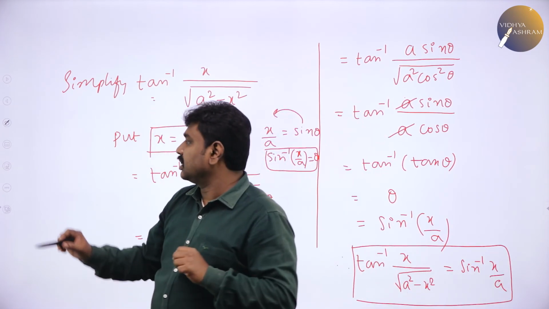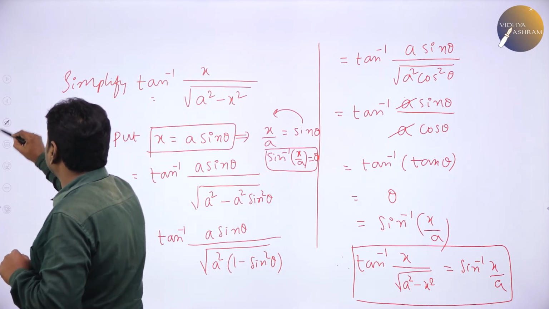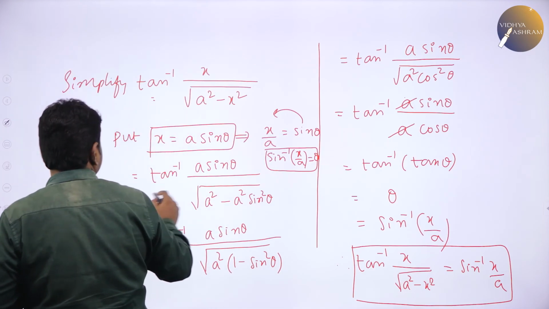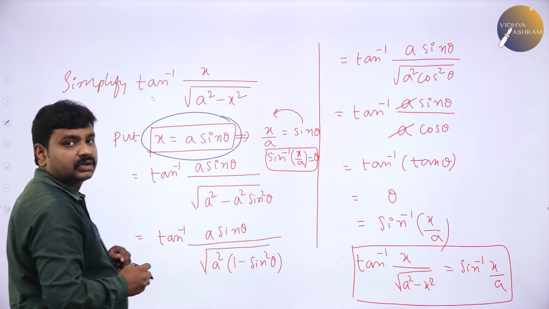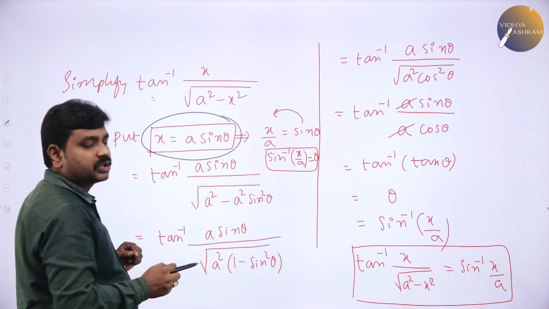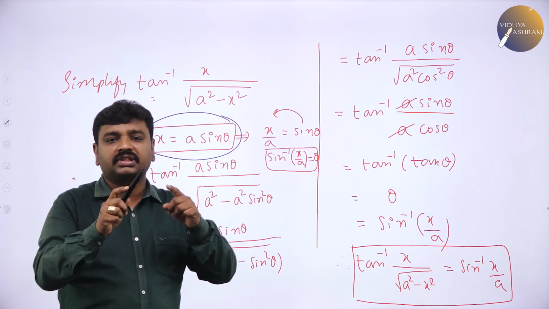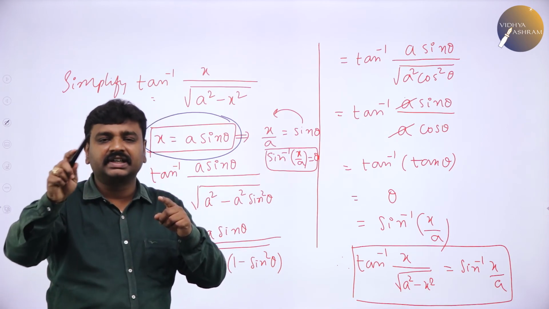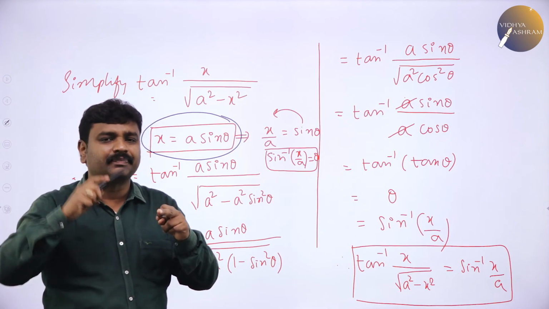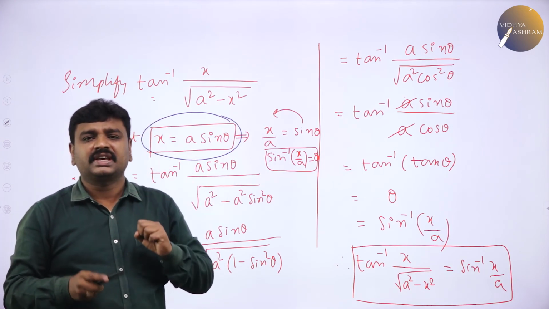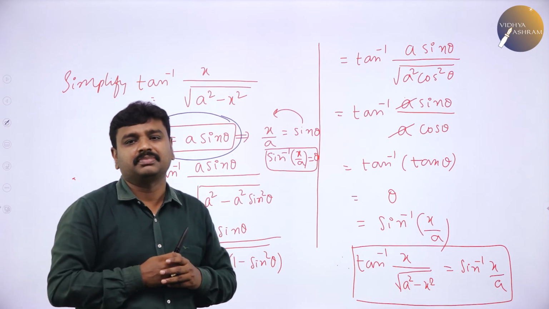So what is the key concept here? In this, the key concept is putting x is equal to a sin theta. So the table of substitution: when a square plus x square, put a tan theta; when x square minus a square, put a secant theta; when a square minus x square, put a sin theta. Then the problem becomes simple.